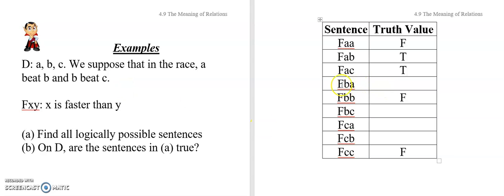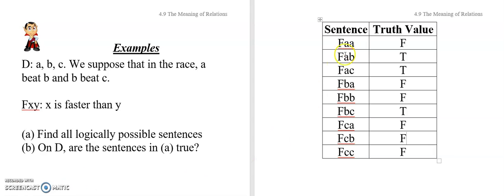Now, here's a sentence. It says B is faster than A. On this domain, is that true? No, it's false on that domain. This sentence says B is faster than C. Is that true? Yes, that's true on this domain. Is C faster than A? No, not on this domain. Is C faster than B? No, not on this domain. So this would be how you fill it out.